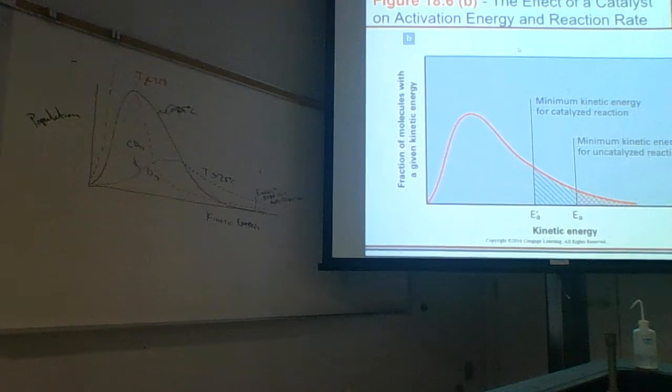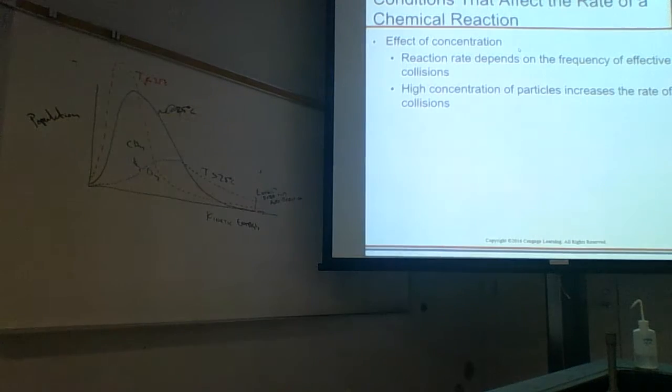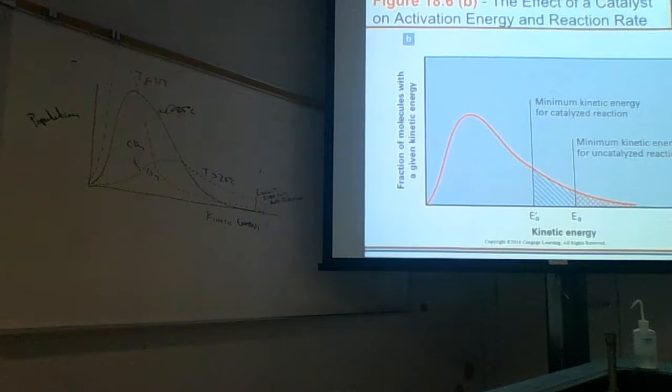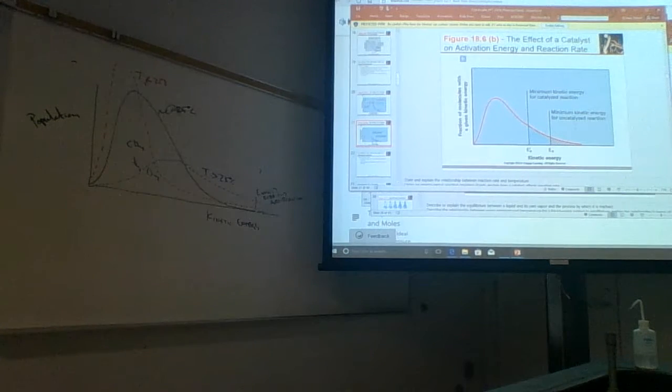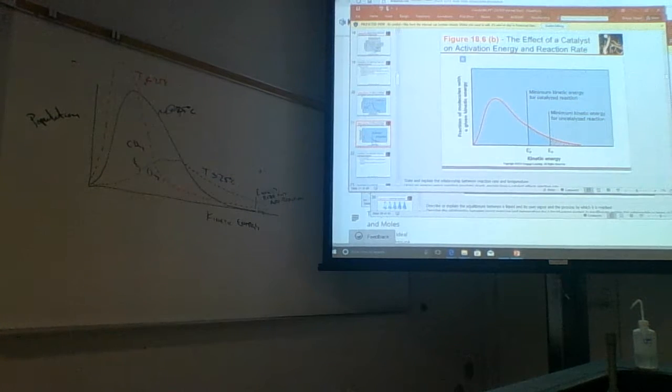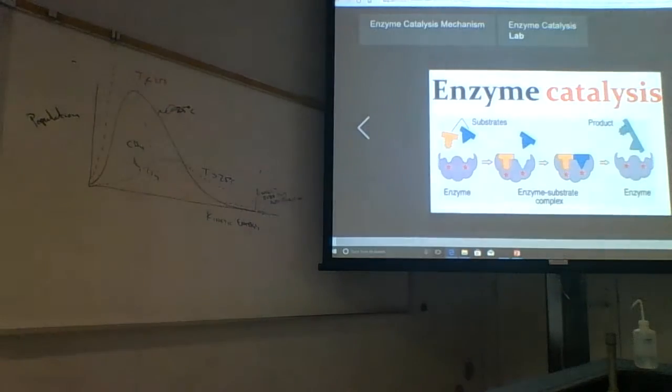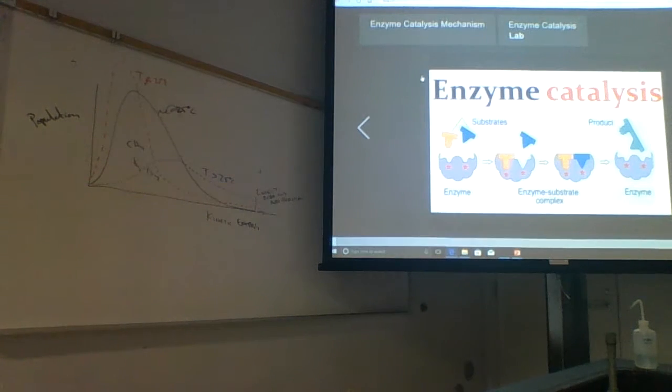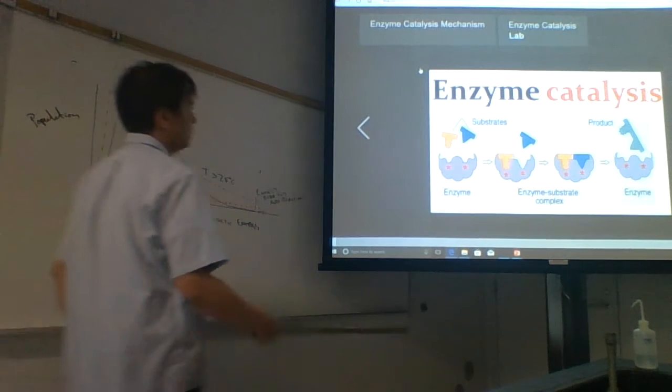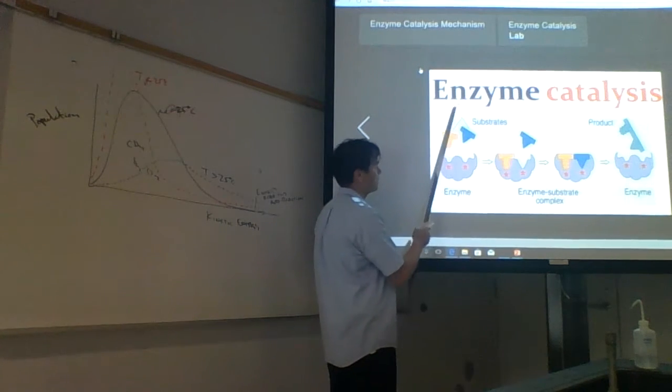What are some examples of catalysts? A couple of examples of catalysts here. Let me just show you. One example of a catalyst is enzymes. Enzymes are biological catalysts. And so what they're going to do is just facilitate the reaction.